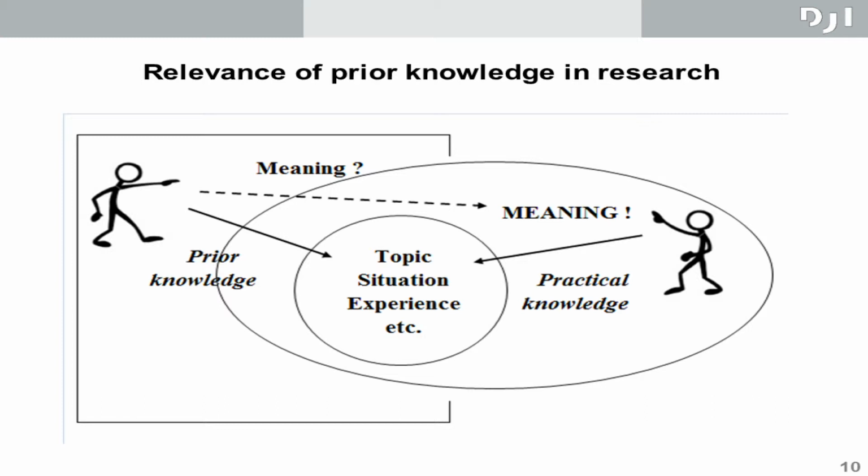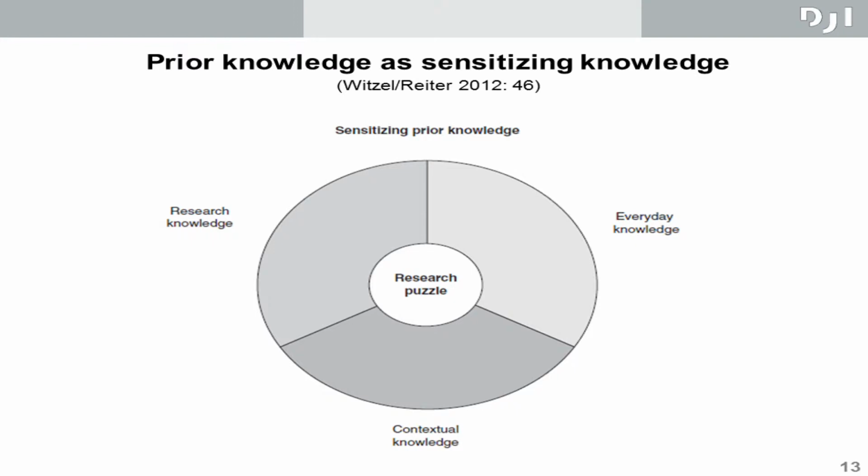This prior knowledge, I move a little bit forward to illustrate this. This prior knowledge that you have as a researcher can be related to your own everyday experience, it can be related to the contextual knowledge that you have about the topic, and it can also be related to the research in the background of this knowledge.